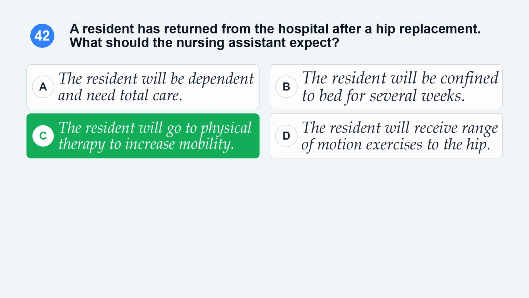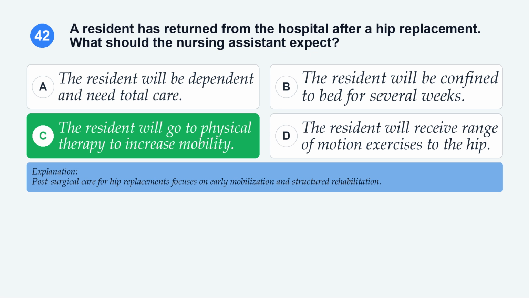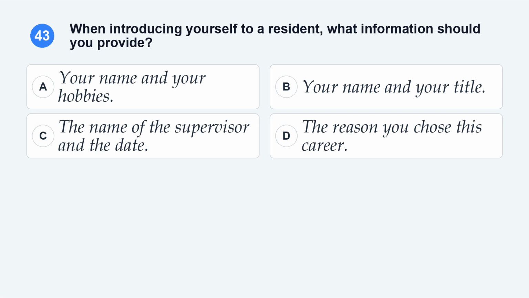The correct answer is option C. The resident will go to physical therapy to increase mobility. Explanation. Post-surgical care for hip replacements focuses on early mobilization and structured rehabilitation. Question 43. When introducing yourself to a resident, what information should you provide?